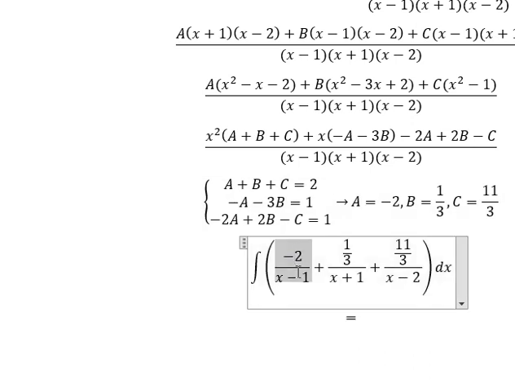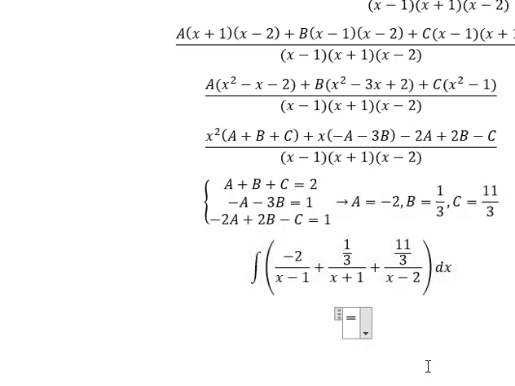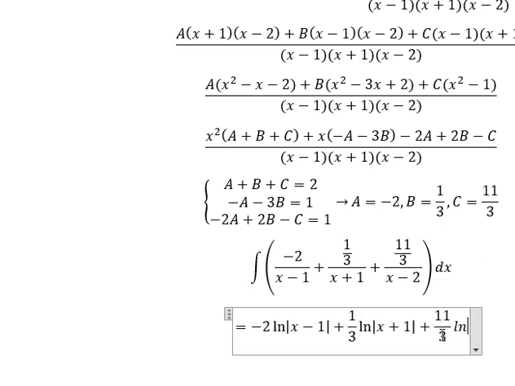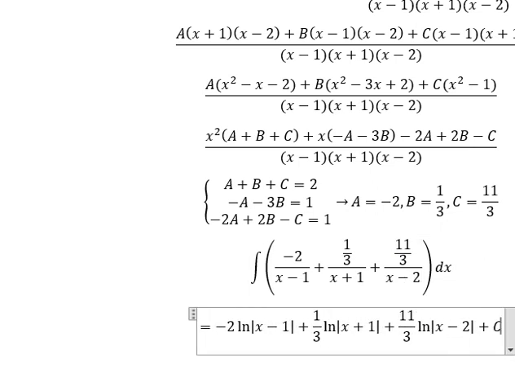The integration of this one, we have negative 2 ln of the absolute value of s minus 1. The integration of this one, we have 1 over 3 ln of the absolute value of s plus 1. And the last one, and here is the final answer. This is the end.